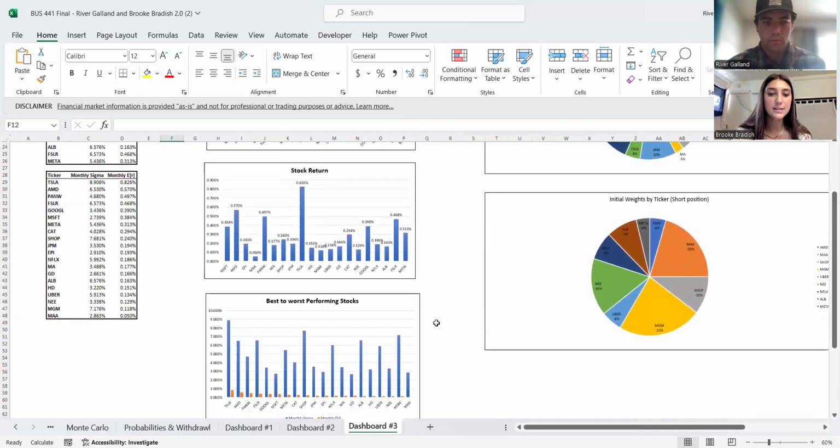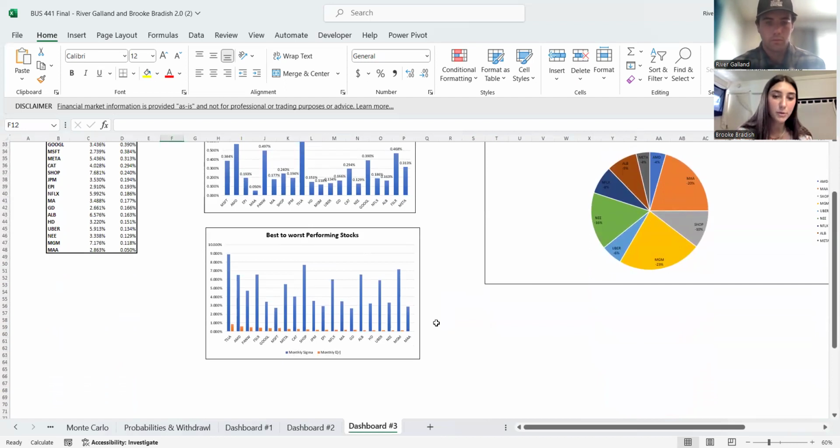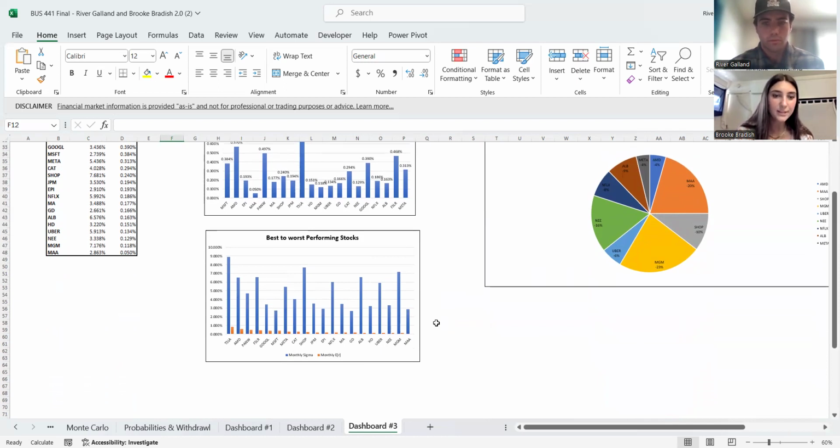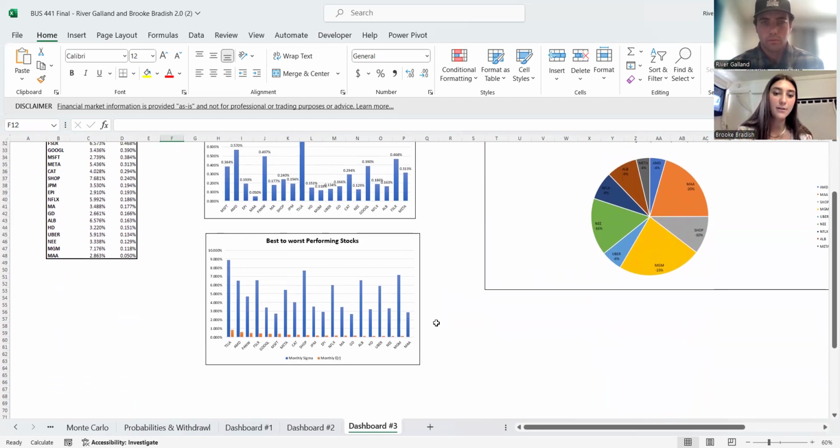And then this next graph is our best to worst performing stocks. I sorted it from left to right based on the highest return and also the lowest risk. So Tesla has pretty high return, high risk compared to MAA, which has a pretty low risk, but also low return.